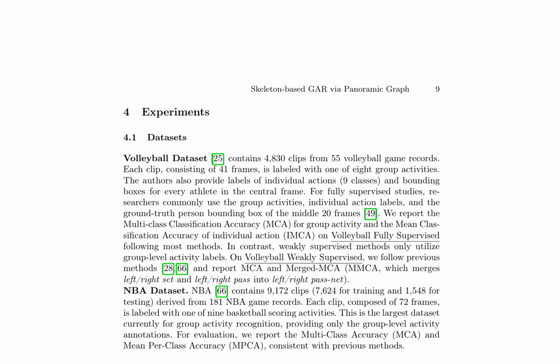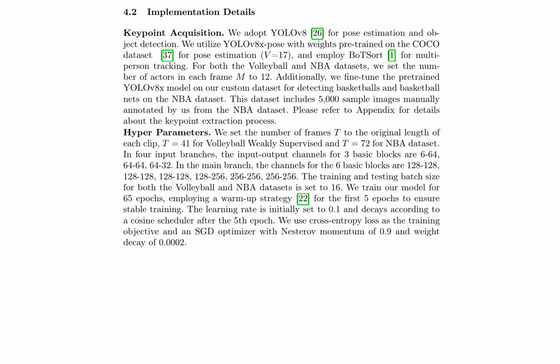For the volleyball dataset, the authors report multi-class classification accuracy, MCA, for group activities and mean classification accuracy, MPCA, for individual actions. They utilize YOLOv8 for pose estimation and object detection, fine-tuning the model on a custom dataset for detecting basketballs and nets on the NBA dataset. The training and testing batch size is set to 16, with a warm-up strategy for the first 5 epochs. The learning rate decays according to a cosine scheduler after the 5th epoch.